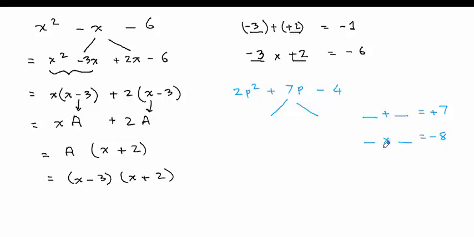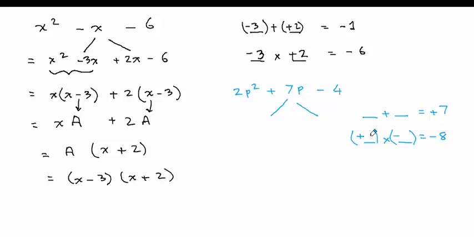And once again, because the product is negative, we cannot have both positives. Even though they add up to a positive, we cannot have both positives. One has to be a negative and the other one is a positive. Now if a negative and a positive add up to a positive, the numerical value of the positive has to be more than the negative. So here we are looking for a plus something and a minus something, and the plus is more than the minus in terms of its numerical value.